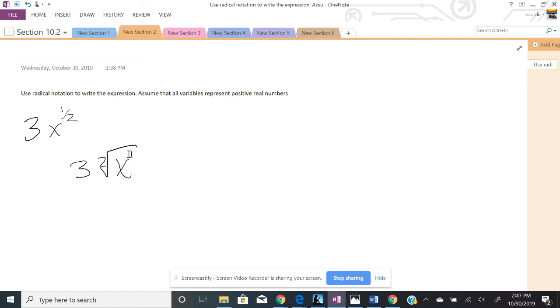Now this 1 here, I do not need it. Remember, anything to the first power is just what it is, so you don't have to include it. If you want to, there's nothing wrong with doing that, but you do not need it. So really, this is 3 times the square root of x. And this 2 with square roots, with root powers, is not needed as well. Any other number, if it's a cube root, you have to put the 3 here. But if it's a square root, it's assumed that this is 2, unless there's a number there.